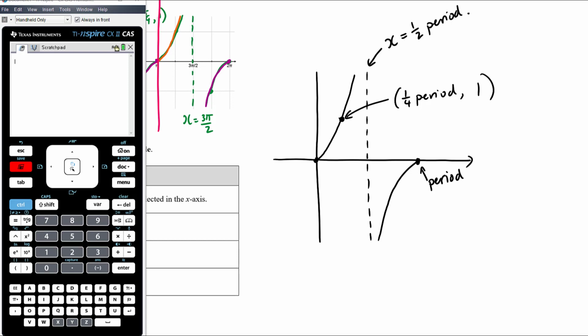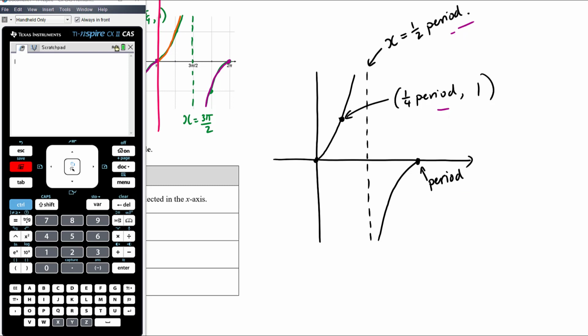So that will be a quarter of the way along the period. That means if the period is pi, the asymptote is at pi on 2, and the coordinates of the point are pi on 4, 1. Okay, that's the standard tan graph. If the period was 2 pi, for example, the asymptote would be x equals pi, and the point would be pi on 2, 1.